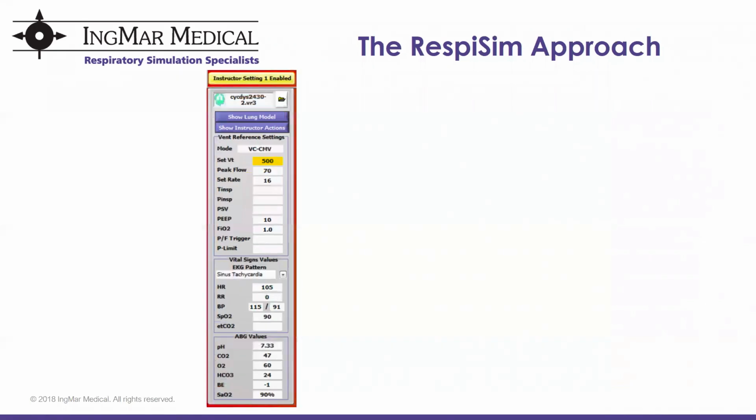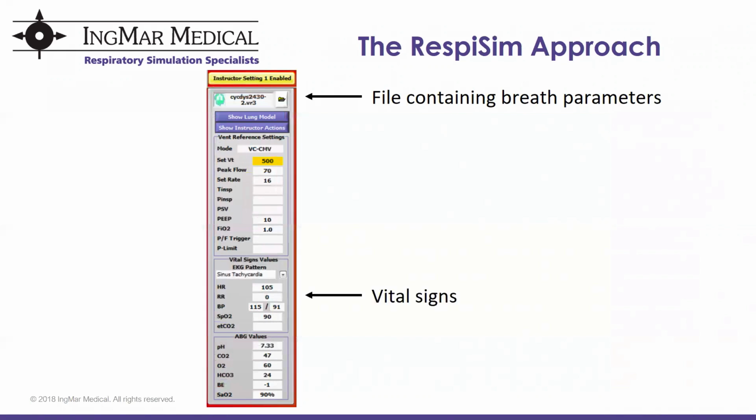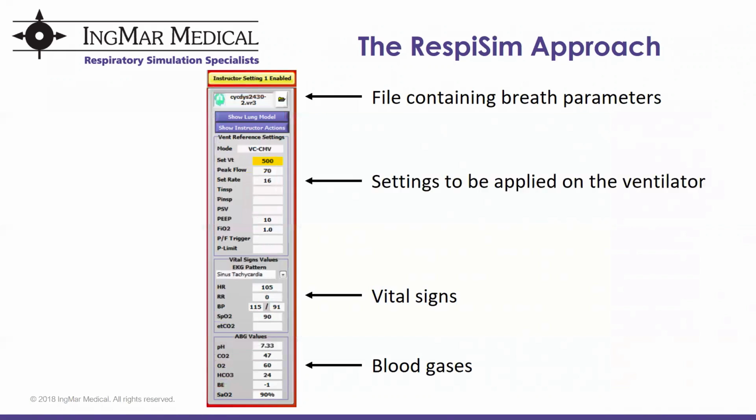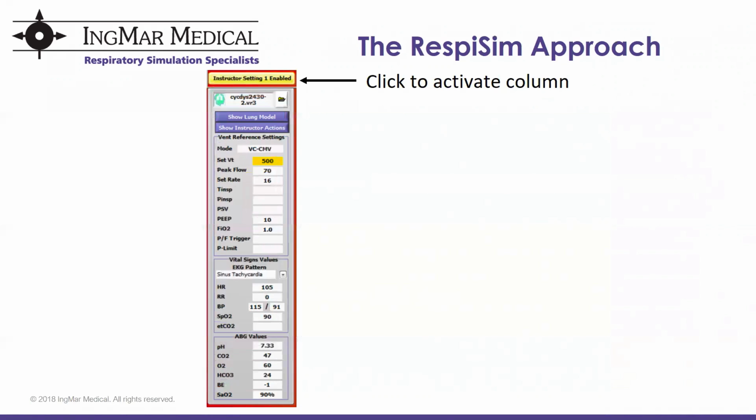Each of these columns consists of a file containing the breath parameters, the vital signs and blood gases for our patient, and the settings that should be applied to the ventilator at that particular time. By activating one of these columns, the ASL's piston movements adjust according to the new breath parameters, and the patient's vital signs and blood gases are updated for the learner.